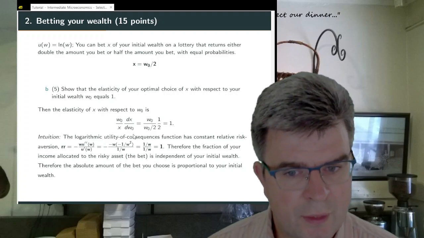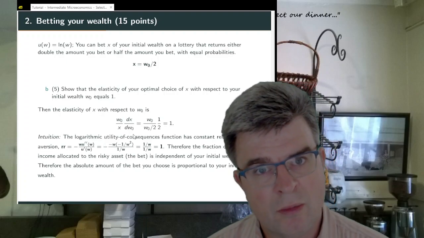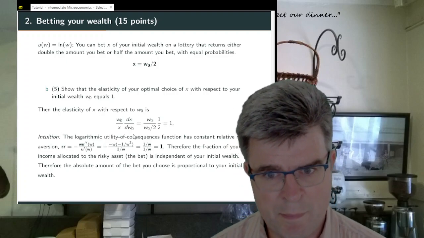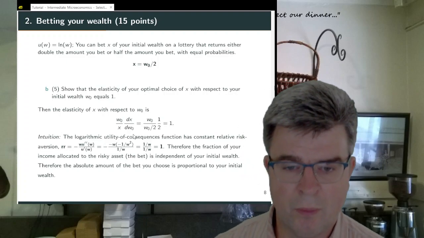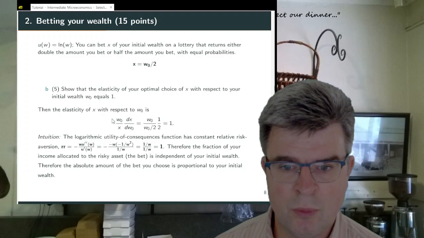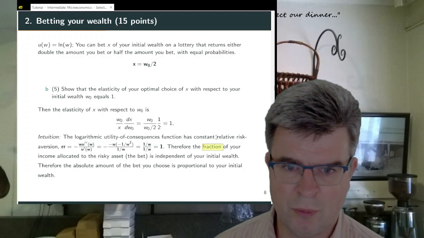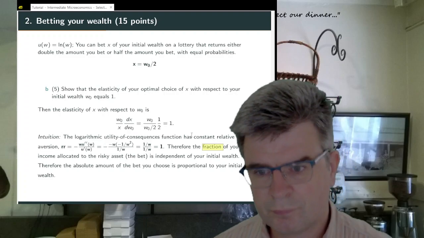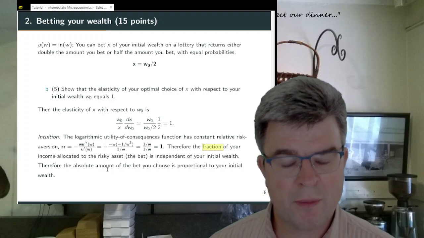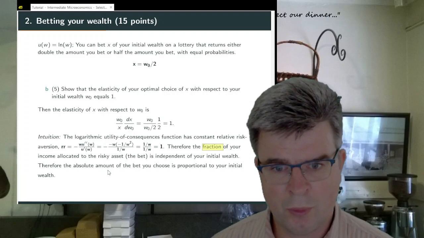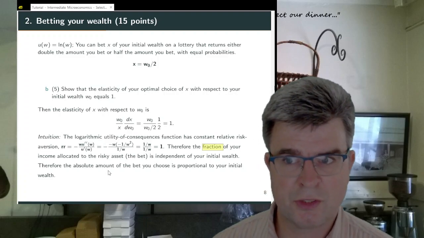So this implies that the fraction of our income or initial wealth that we allocate to the risky asset, in this case the bet, is independent of our initial wealth. It's not the amount that we allocate to the risky asset, but a fraction of our income that we allocate to the risky asset. And that is constant, so the absolute amount of the bet that we choose is proportional to our initial wealth. And that completes exercise 2.